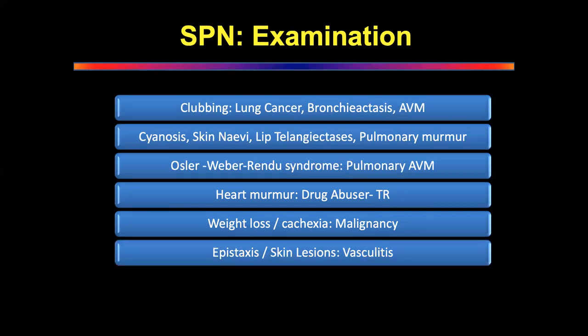You could see epistaxis or skin lesions and vasculitis. One more thing I want you to tell me that you can see in a general examination. Edema, signs of malnutrition. Yeah, hypoproteinemia. Yeah, okay. Something else more important, which will tell you that this is a metastasis of a previous malignancy.